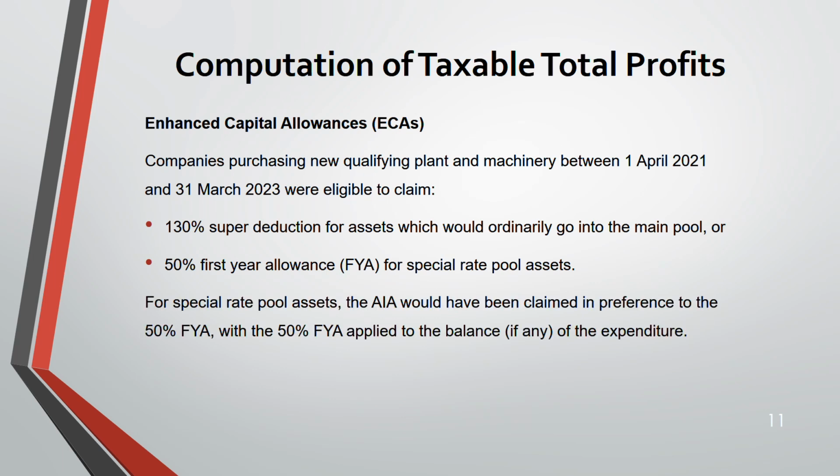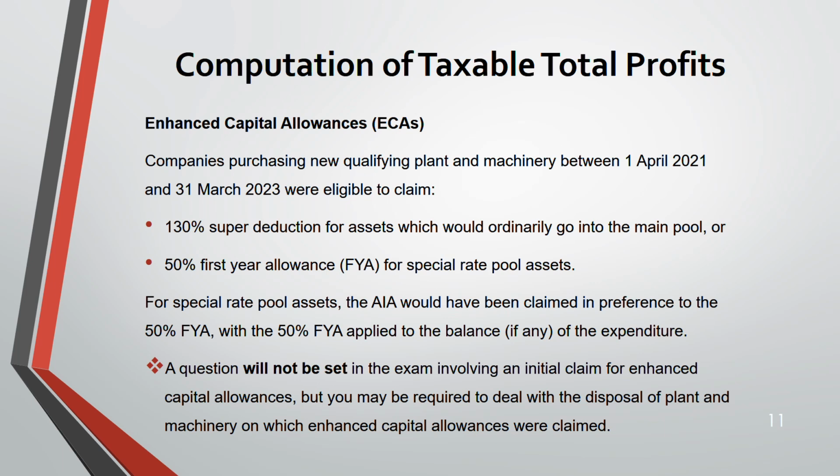So for the special rate pool, AIA would have been claimed in preference to the 50% FYA, with the 50% FYA applied to the balance of the expenditure, if any. Now, a question will not be set in the exam involving an initial claim for enhanced capital allowances. See, initially no one claims for this. No question will be set. But you may be required to deal with the disposal of plant and machinery on which enhanced capital allowances were claimed.